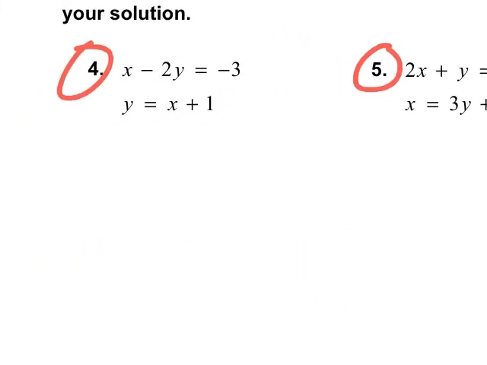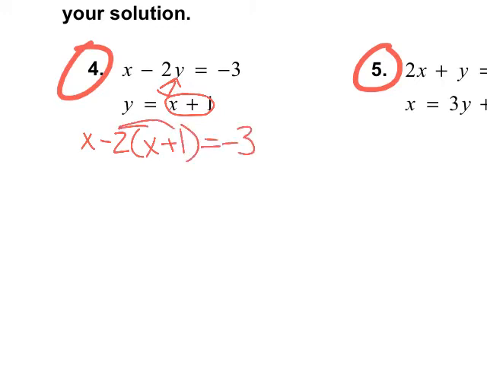I'm going to move through these at a quicker pace now since I'm assuming all of you have done them. But please stop me if there are any questions, okay? So we see here that y equals x plus 1. That's going to go right there for y. Rewriting the top function, I have x minus 2, y is replaced by x plus 1, equals negative 3.